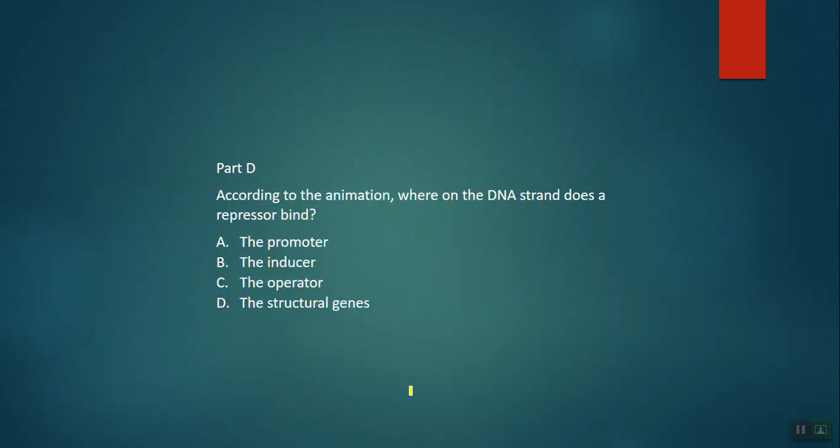All right, part D, according to the animation, where in the DNA strand does a repressor bind? Just straight from the animation, the repressor is going to bind at the operator. We want it to bind at that operator because everything downstream from it is going to be the structural genes that we have. So the operator is kind of like what can get turned off, or what can be turned on.